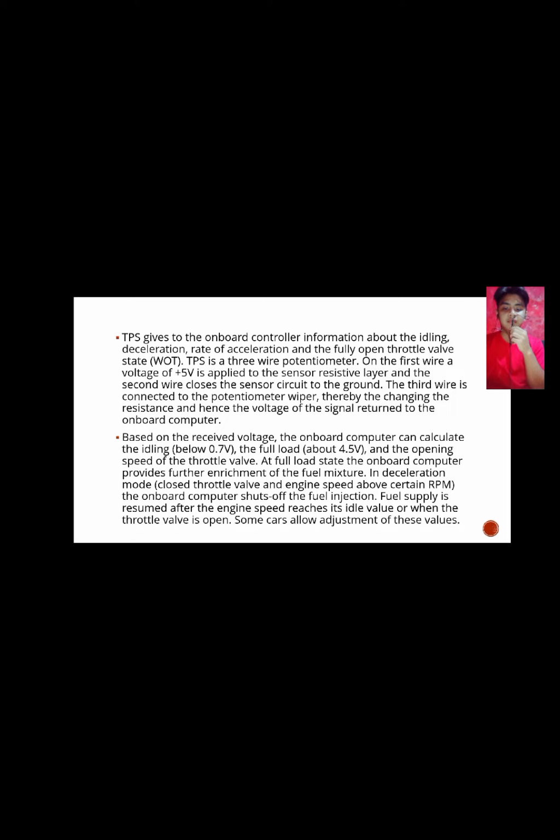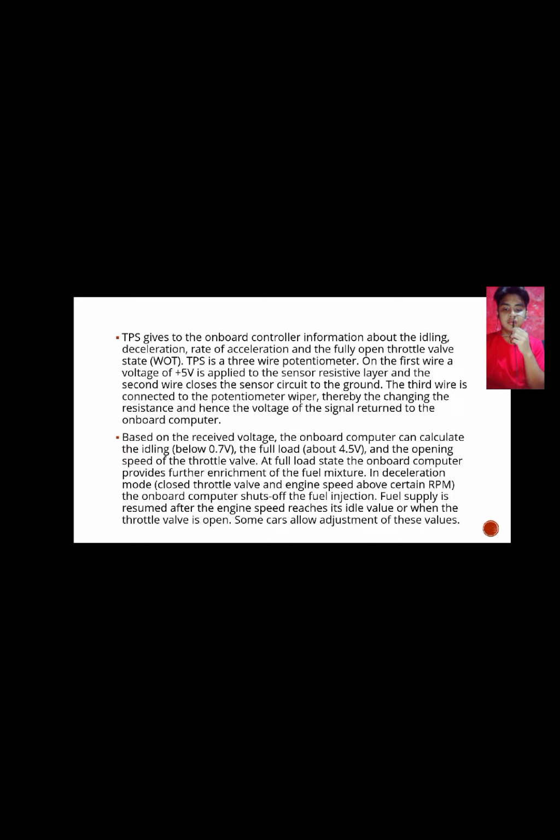TPS gives the onboard controller information about the idling, the acceleration, rate of acceleration, and fully open throttle valve state, WOT. TPS is a 3-wire potentiometer. On the first wire, a voltage of positive 5 volts is applied to the sensor resistive layer, and the second wire closes the sensor circuit to the ground.